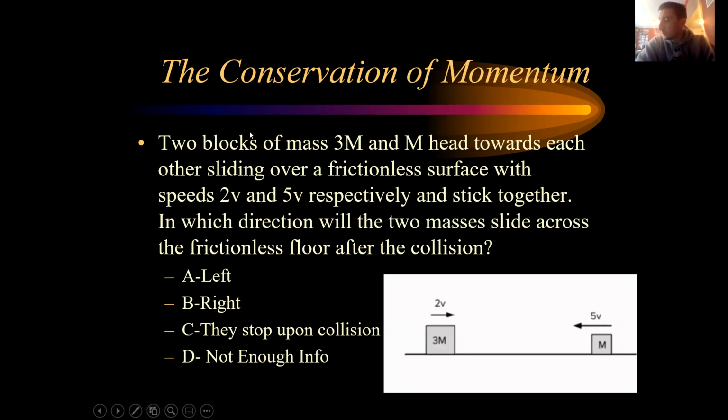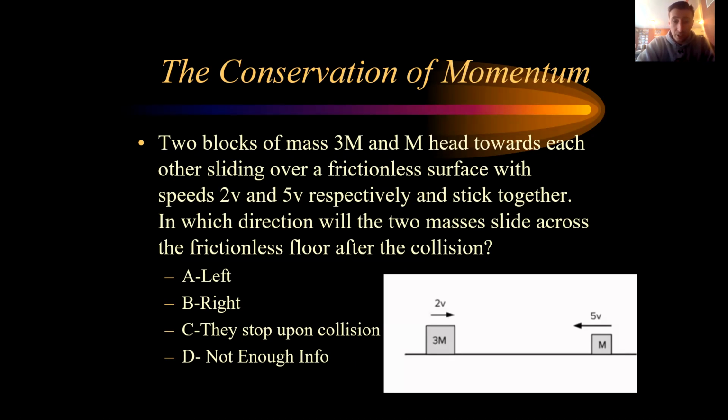All right, so let's read this problem here and see what we got. It says, two blocks of mass 3m and m head towards each other, sliding over a frictionless surface with speeds 2v and 5v respectively, and stick together. In which direction will the two masses slide across the frictionless floor after? So it tells us that there's two things moving and they stick together.